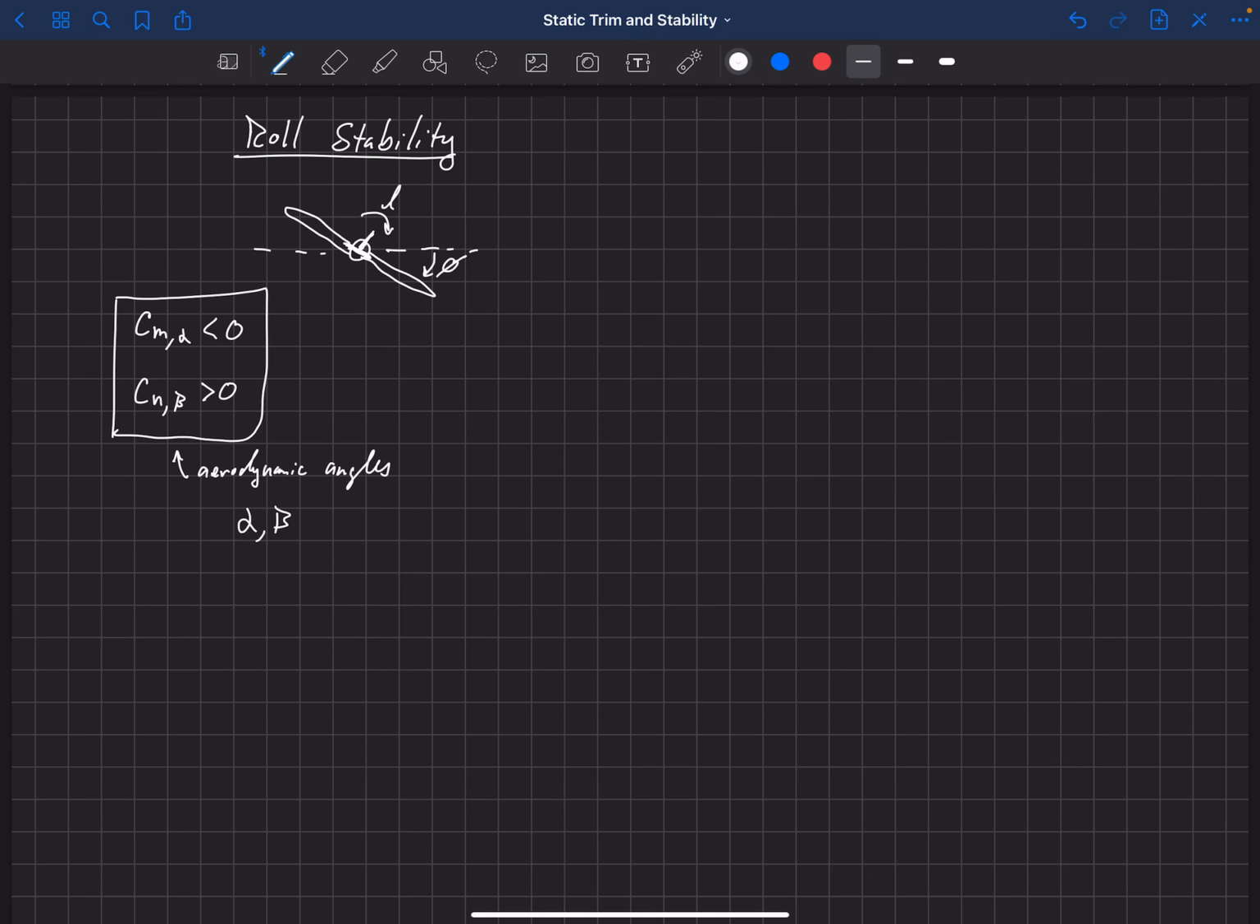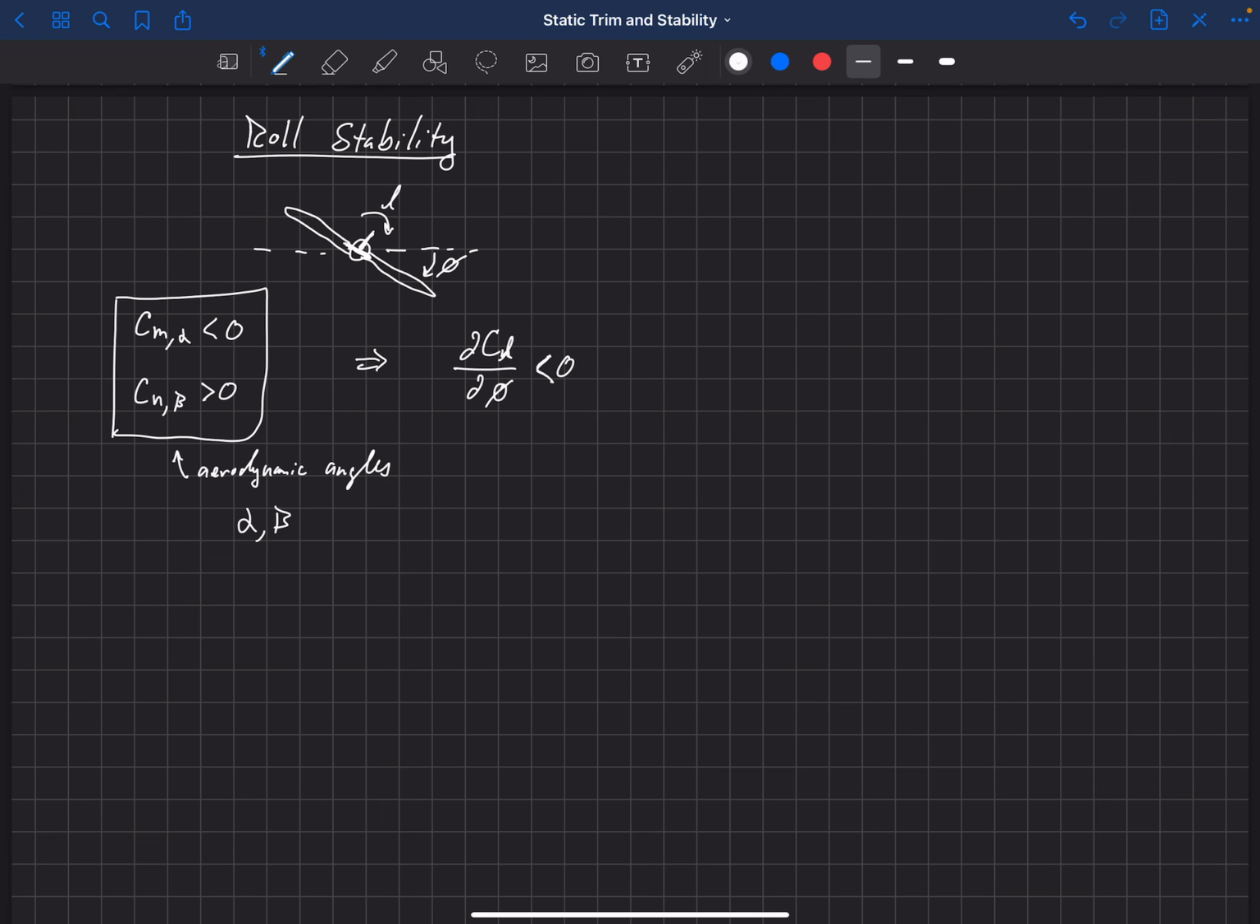So I guess, in a broad sense, what we want is that the change in rolling moment with respect to phi needs to be negative, right? Less than 0. So if we have a positive change in phi, we want the aircraft to create a negative rolling moment to correct for that, okay?